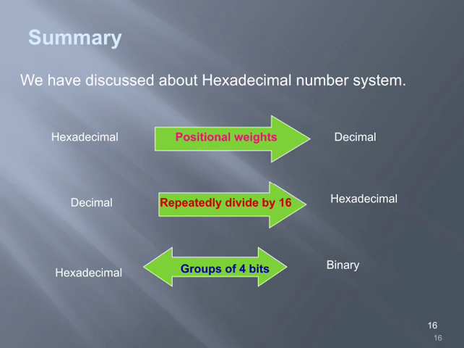So for hexadecimal to decimal, we have considered positional weights, and for decimal to hexadecimal, you need to repeatedly divide by 16, and for hexadecimal to binary, you need to make the binary numbers into groups of 4 bits and replace them with their hexadecimal digits, which will give you the conversion of binary to hexadecimal and vice versa. So these are the things we have discussed.